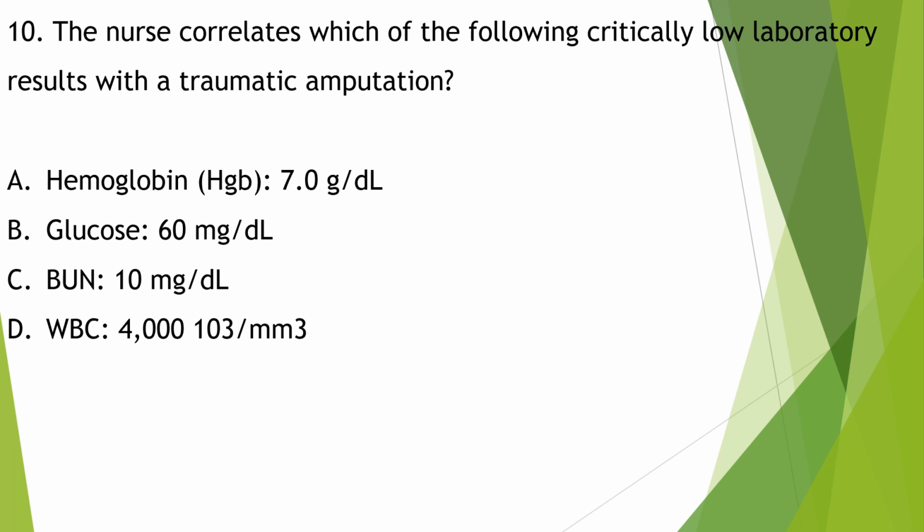A critically low hemoglobin is due to severe hemorrhage. Hypoglycemia is not caused by hemorrhage. A blood urea nitrogen of 10 is normal. A low normal white blood cell count does not result from hemorrhage. So here hemoglobin 7 gram per deciliter is a critically low laboratory result with a traumatic amputation.